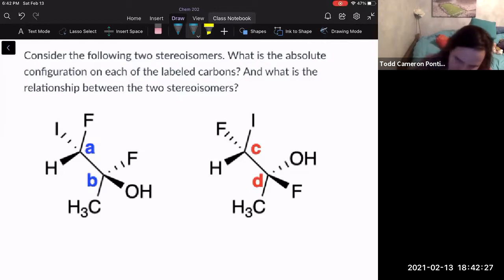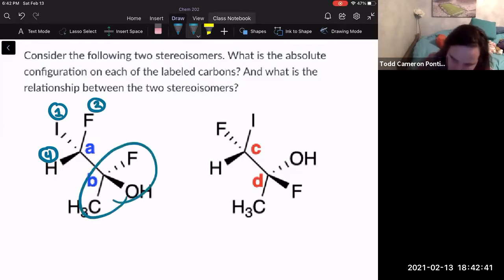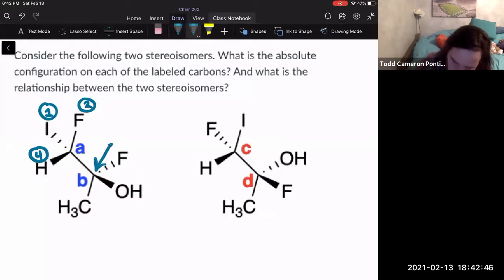So if we look at A and we prioritize, hydrogen is 4. Iodine, it's a pretty heavy halogen, it's 1. Fluorine is going to be 2. And then finally, this extension over here is a carbon. Carbon is going to be the third priority here. So this is going to be 3. The lowest priority is not going into the page. And so I'm going to do the swoop and swap method. So I'm going to swoop and swap 1 and 4.